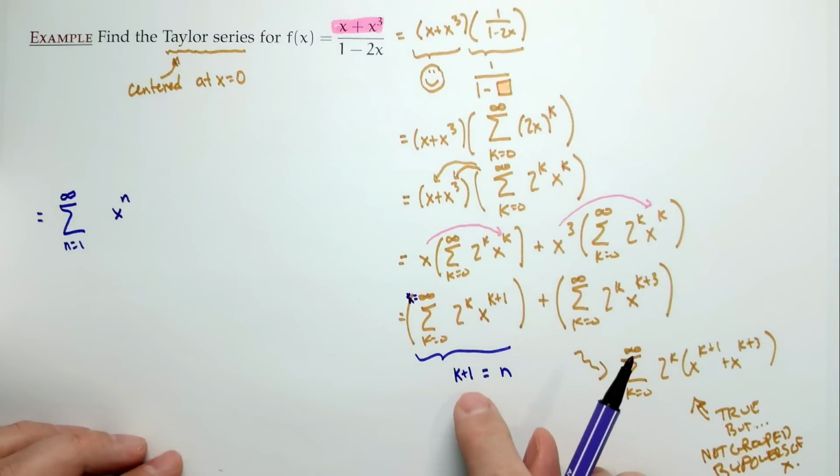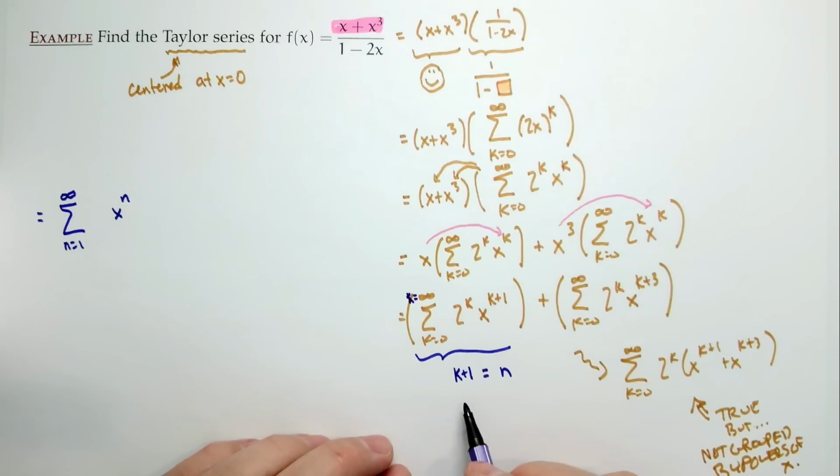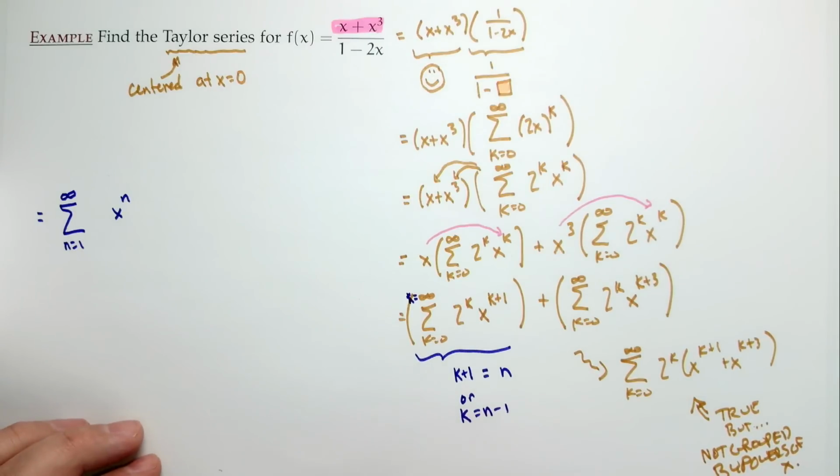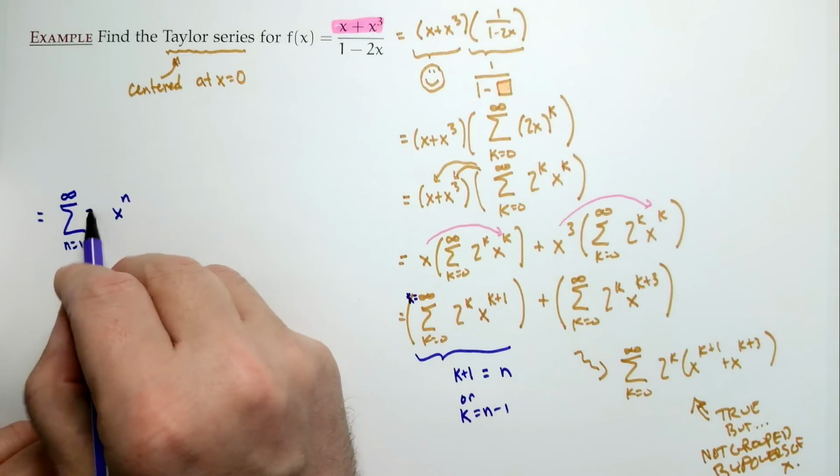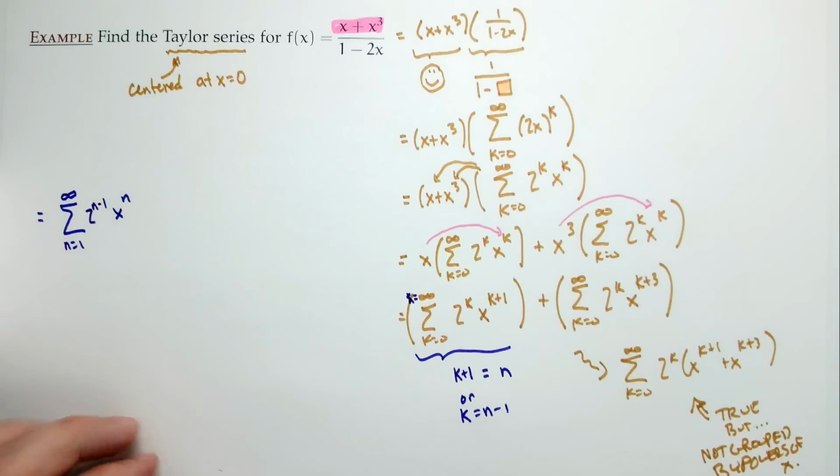But how about here? So 2 to the power k. Well, what is k? I can solve for it. k is n minus 1. So I'll have 2 to the power n minus 1. All right, there we go. That's our first expression. Now, that's the first term.